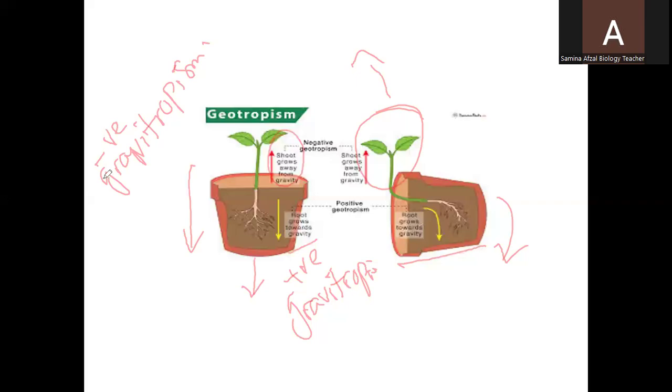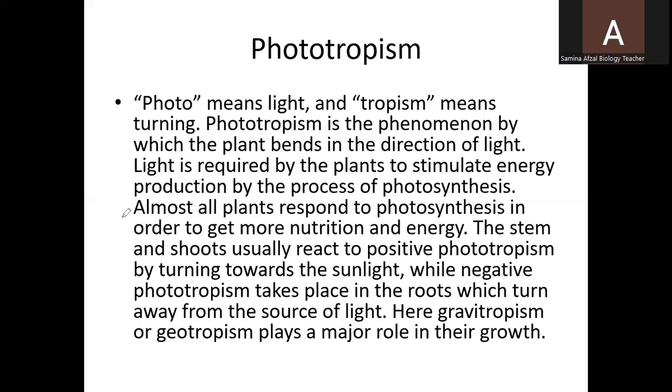type of movement is called phototropism. Photo means light and tropism means turning. So this is the response towards the light or away from the light. Phototropism is the phenomenon by which the plant bends in the direction of light. Some parts of the plants will show positive phototropism and some plant parts will show negative phototropism.